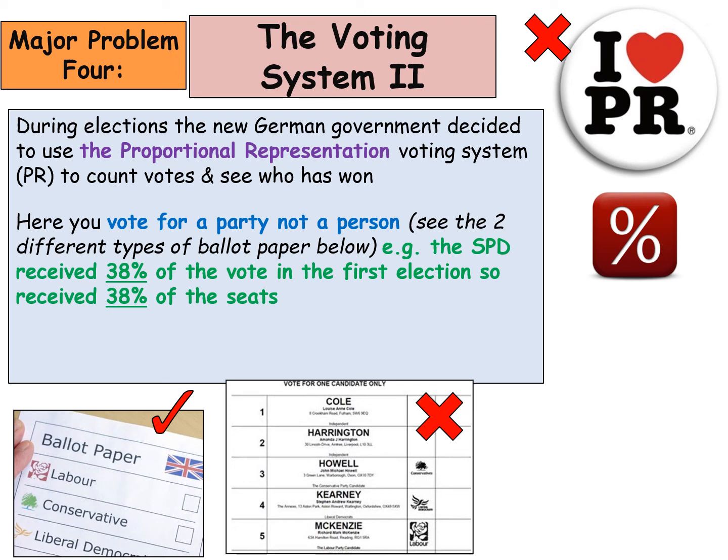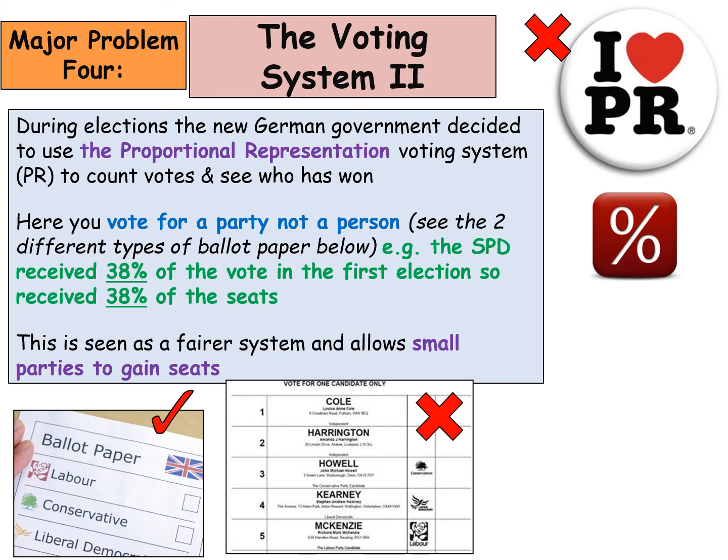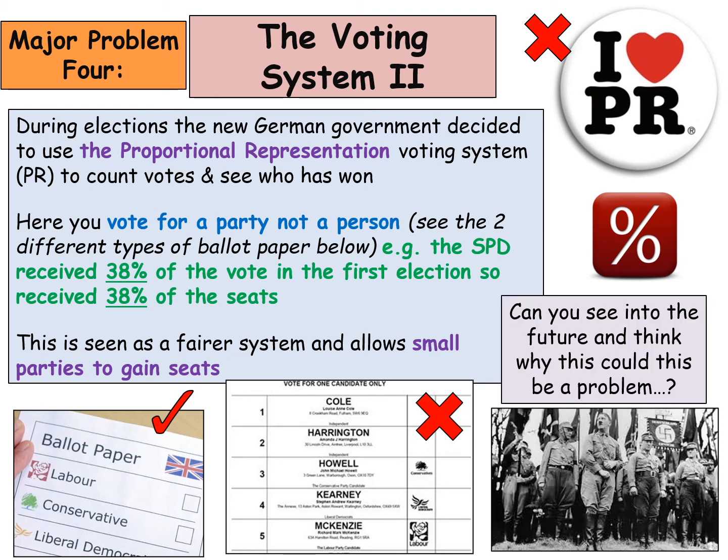In this sort of thing, you vote for a party, not a person. So that's what we do here. So two different types of ballot paper exist below. The SPD received 38% of the vote in the first election, so they receive 38% of the seats. This is seen as a fairer system and allows small parties to gain seats. That's pretty much what they do. Okay, you vote for the party, not the person.